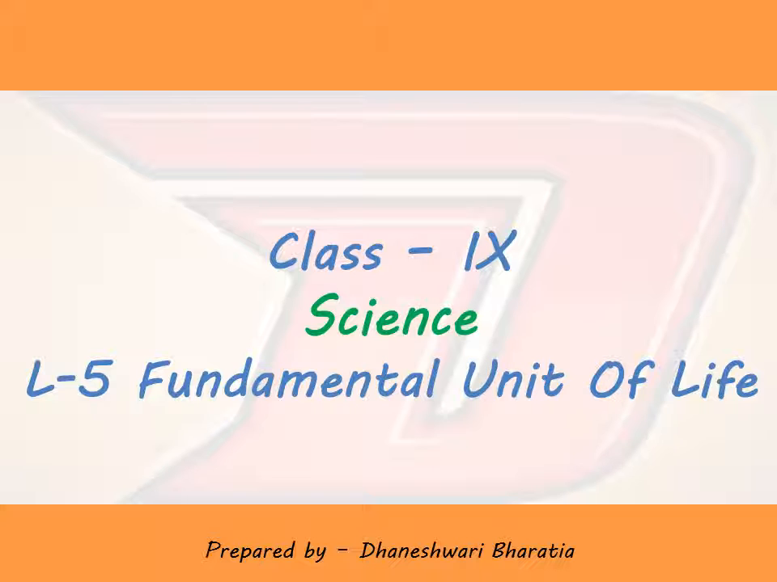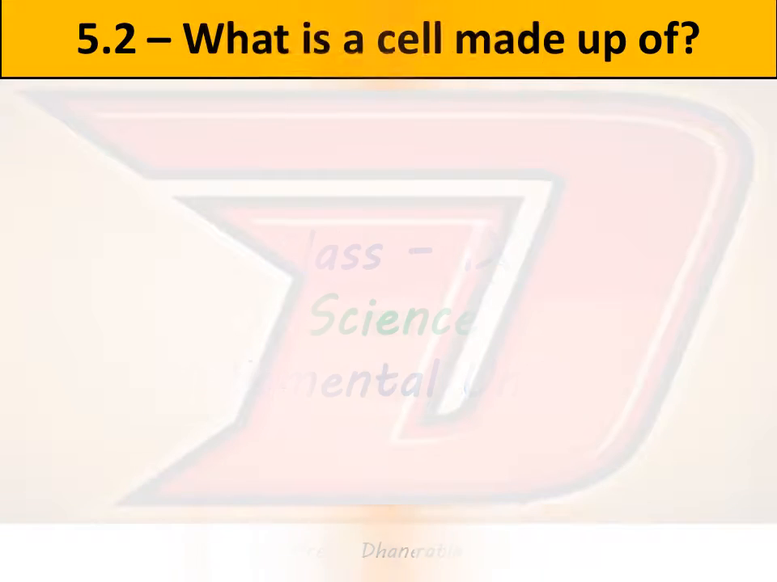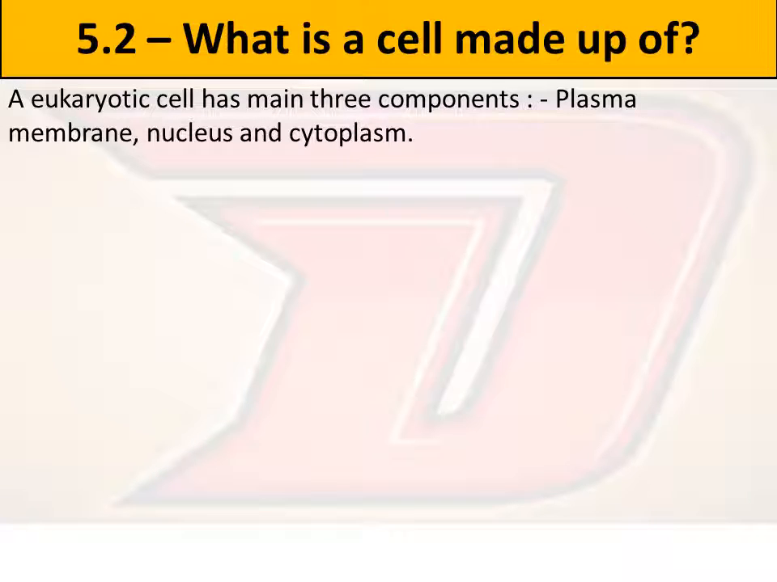We have already started with this lesson and we have already completed 5.1. Today we are going to start with 5.2. What is a cell made up of? A eukaryotic cell has three main components and they are plasma membrane, nucleus and cytoplasm. Today we will discuss only about plasma membrane.